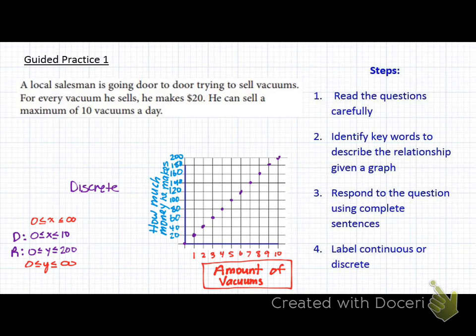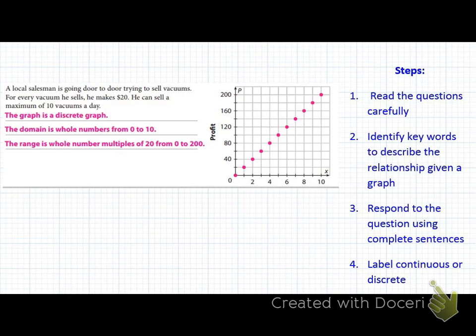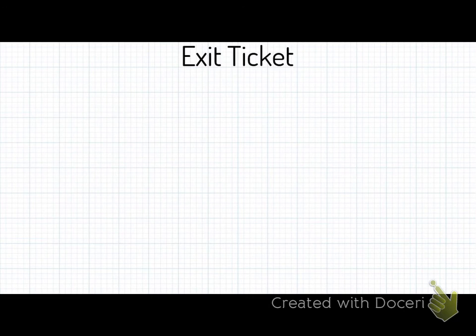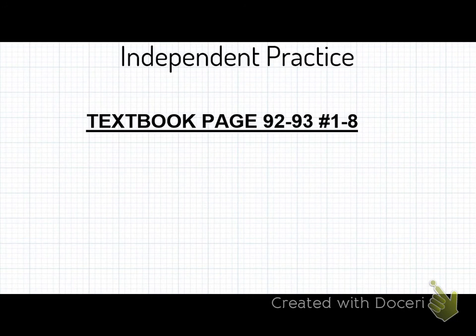Okay, that's it. So that concludes the lesson. Here's the homework for tonight. Homework for tonight is the following. Page 92 through 93, numbers 1 through 8.